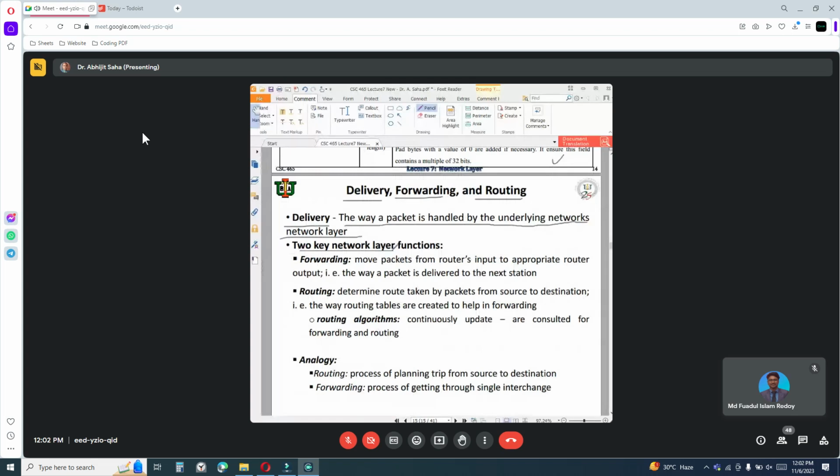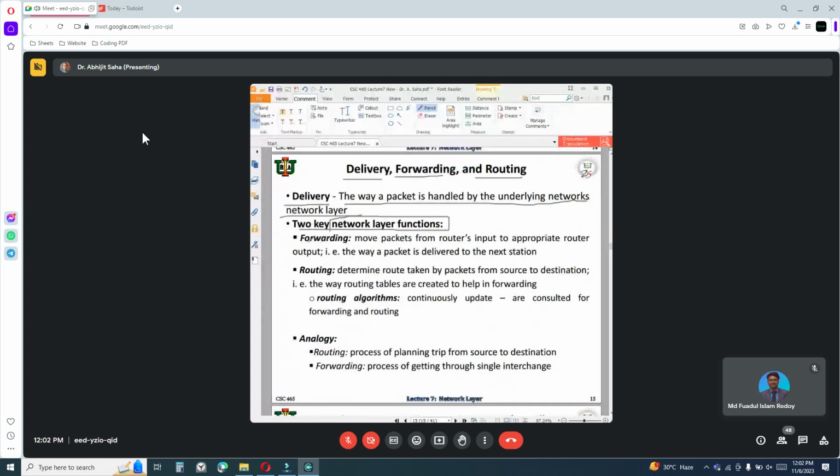So there are two key network layer functions we have here. One is forwarding and one is routing. Forwarding moves packets from the router's input to the appropriate router output, the way a packet is delivered to the next station. You already know that from Cisco Packet Tracer in the lab. The router receives the packet from the incoming port, and it is connected with different other routers. So it sends the packets to the other routers through the output port.